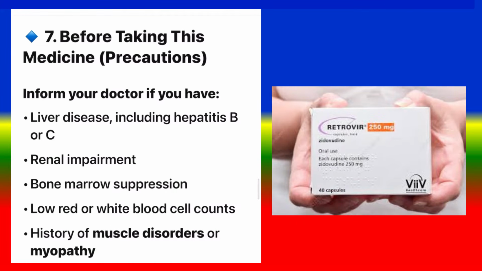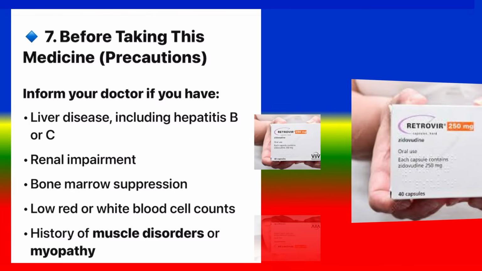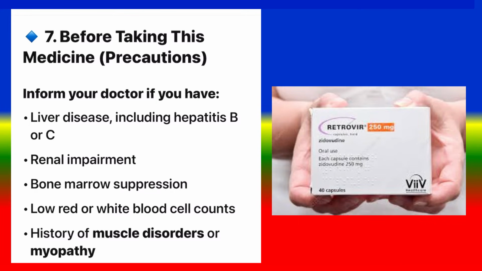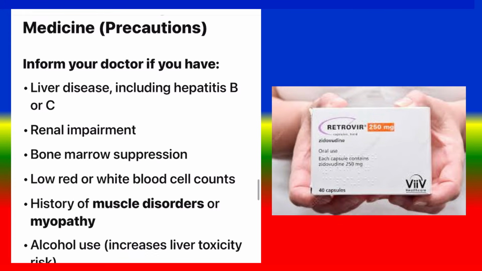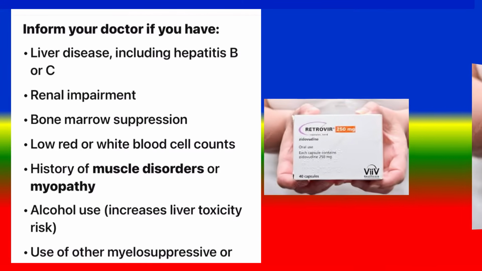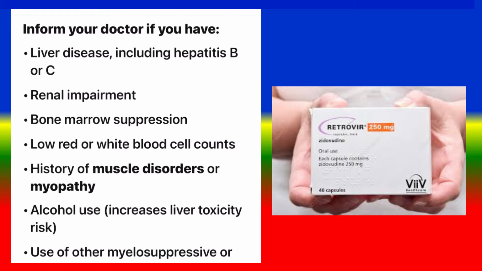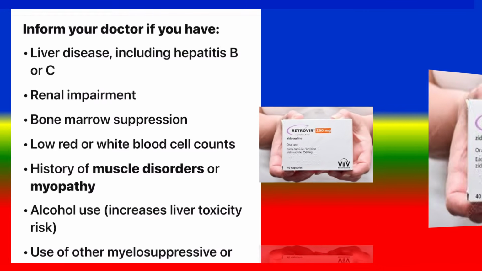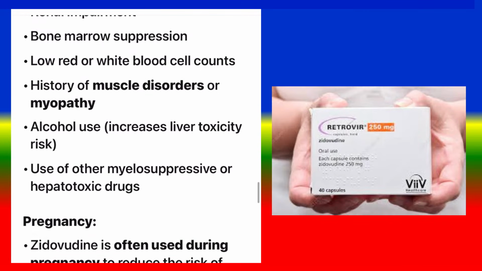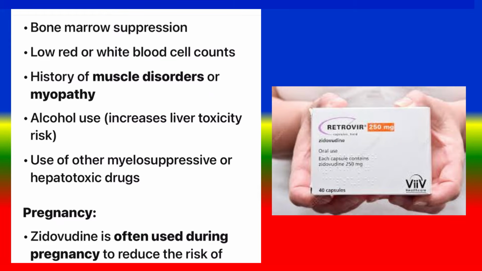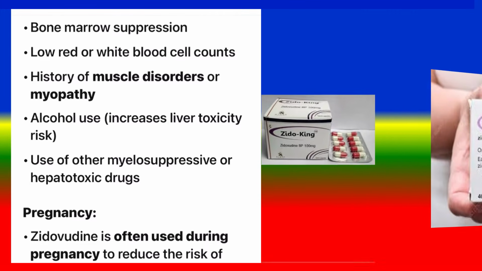7. Before taking this medicine, precautions. Inform your doctor if you have liver disease, including hepatitis B or C, renal impairment, bone marrow suppression, low red or white blood cell counts, history of muscle disorders or myopathy. Alcohol use increases liver toxicity risk. Use of other myelosuppressive or hepatotoxic drugs.